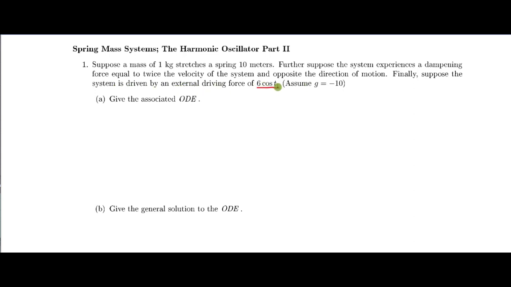And finally we suppose that there's an external force. And this is what's new for these spring mass problems. We weren't able to put an external force on there before, but now that we have the method of undetermined coefficients, we can give it a shot.